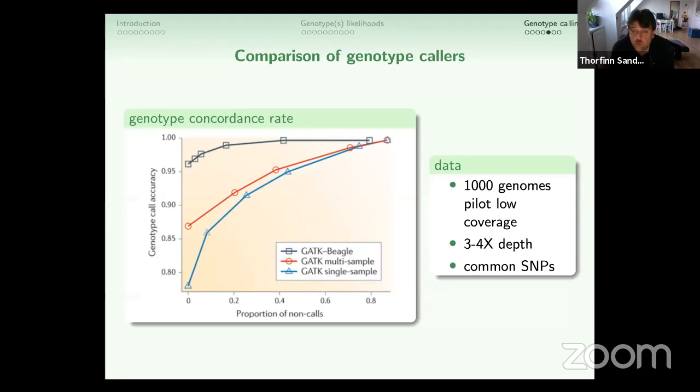If we are to compare these, then here we see a ROC curve where we have a proportion of non-calls against the accuracy. So if we allow a lot of missingness, then they will have higher accuracy. But if we want to call a lot of sites, then we'll also have less accuracy. The single sample approach is by far the one that is the worst for low coverage data, for 3 to 4x.